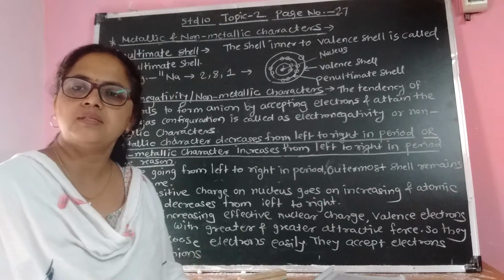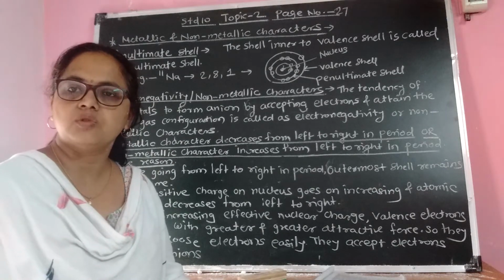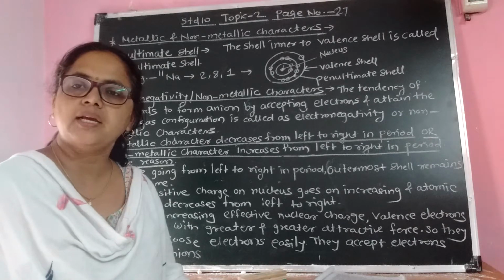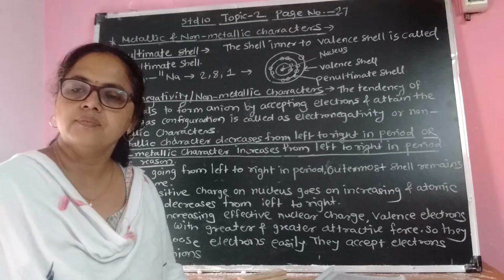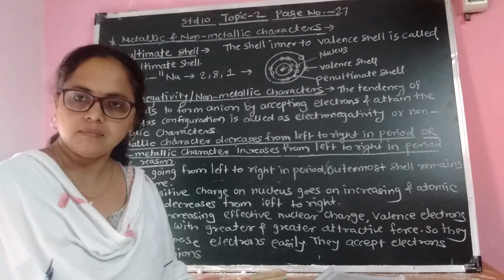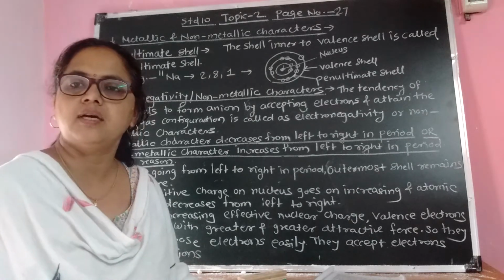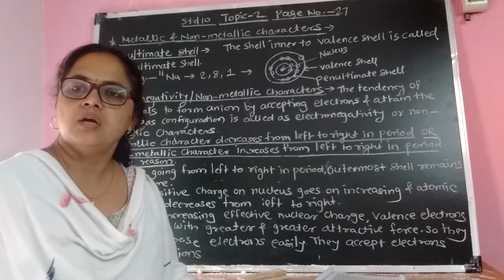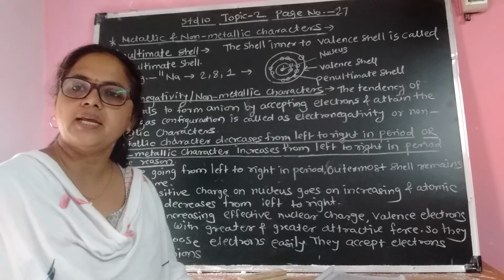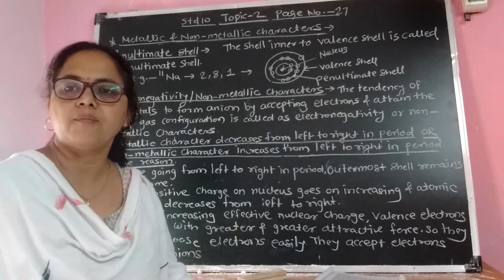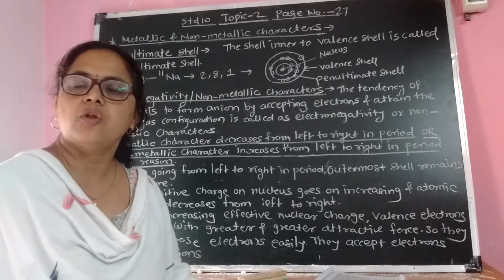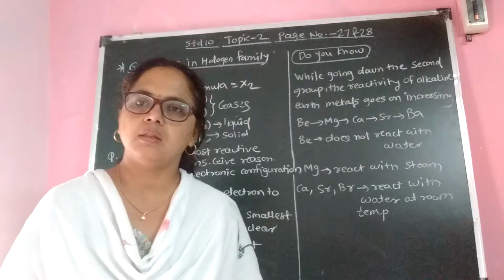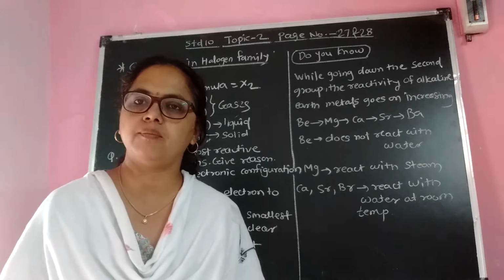So, you have to revise these things again and again so that you can understand what will happen in the case of metallic character. Metallic character increases in a group, but in a period from left to right, metallic character decreases. Inverse phenomena. And in a group, non-metallic character decreases from top to bottom, and non-metallic character increases from left to right in a period. Now, next point, you can see, use your brain power.